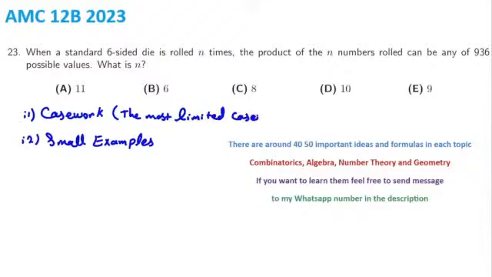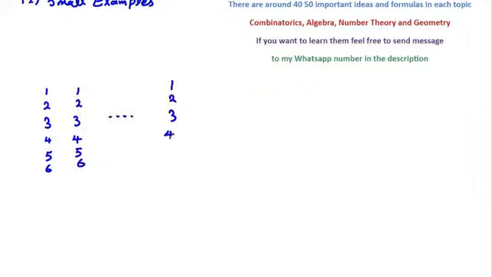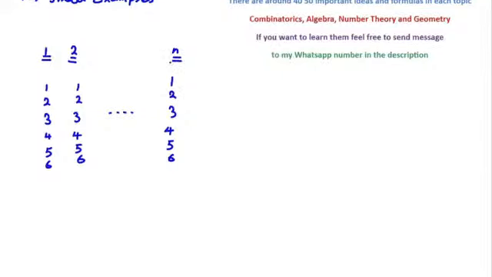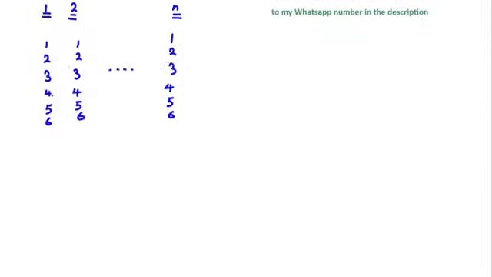We have n values, and each of them is 1 or 2 or 3 or 4 or 5 or 6. First one, the second one, up to the nth one, each is 1, 2, 3, 4, 5, 6. And now, which of these numbers is the most limited one? 5, because we have only one.